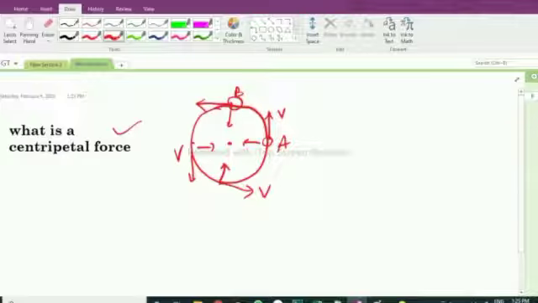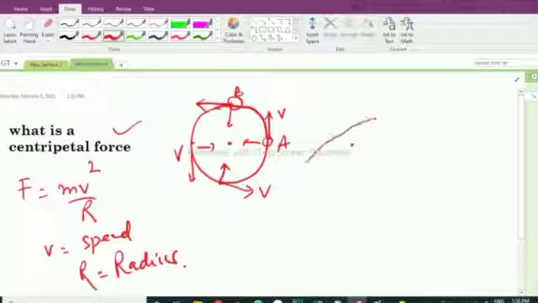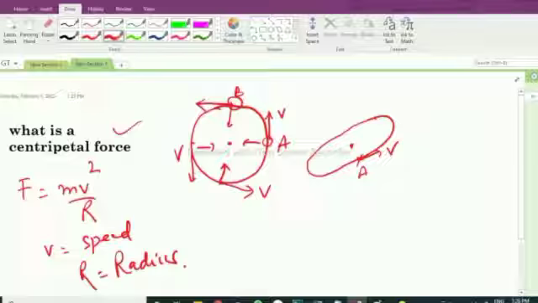Okay, now let me ask you a question. Suppose there is a center like this and the object is going in an elliptical path like this. There is an object. Now write in the comment box whether this object, which is at A right now and moving with speed v, will experience a centripetal force along the center. Here it is a circular path, here it is an elliptical path. What do you think is the answer?